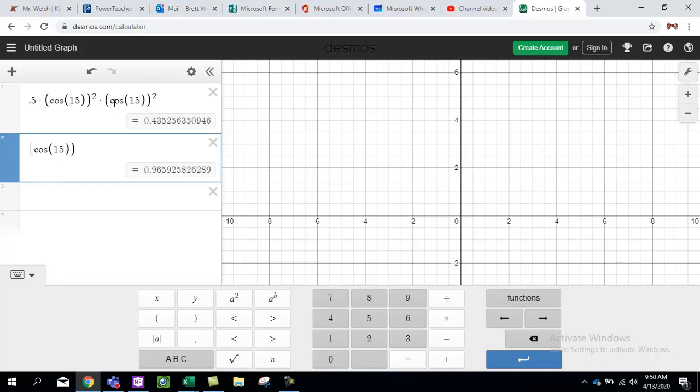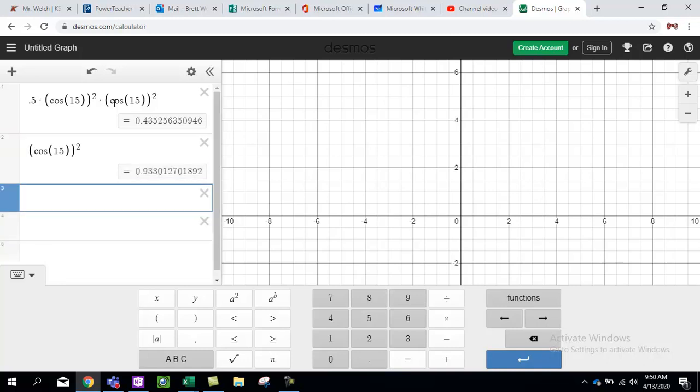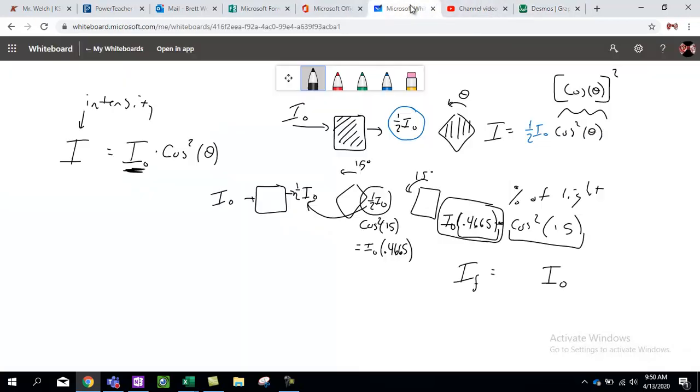And then just square it. You could carry around this number, 0.933, so you get 93.3% of the light from the previous one. And so in this problem, we end up with 0.435 I naught. Or in other words, 43.5% of the light is going to get through, which allows me to make some decisions about my expectations.